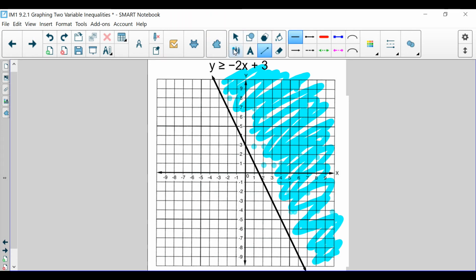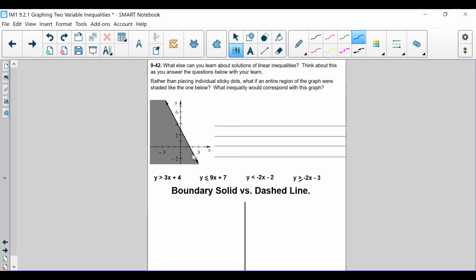The reason why the line is solid is because if we look at the inequality, which is located here, notice this symbol right here? We've got an equal to symbol. So, looking here, what do you think this one would be?